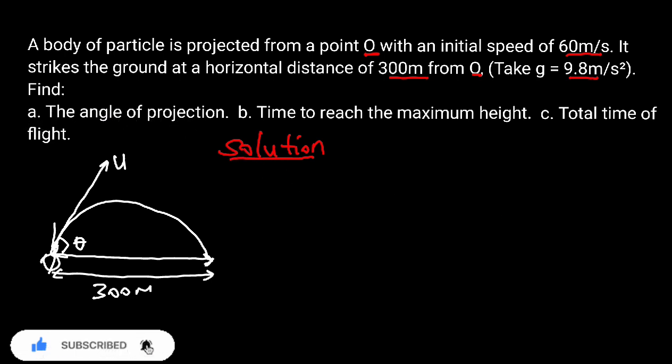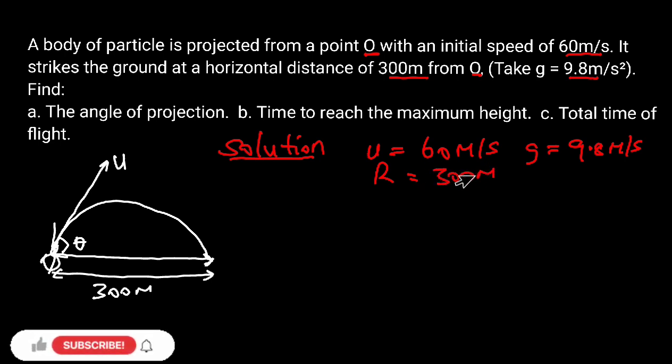So let's write out the parameters we have. The initial velocity u from the question is equal to 60 meters per second. The acceleration due to gravity g is given as 9.8 meters per second squared. The range r is equal to 300 meters. We are asked to find the time of flight, which I will represent with a small letter t, then the total time of flight, which I will represent with capital letter T, and then the projection angle, which I will represent with theta.